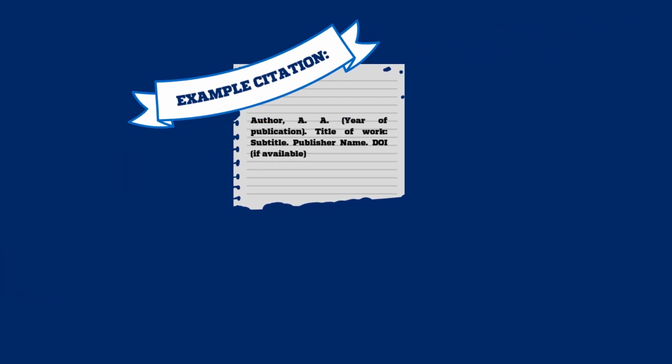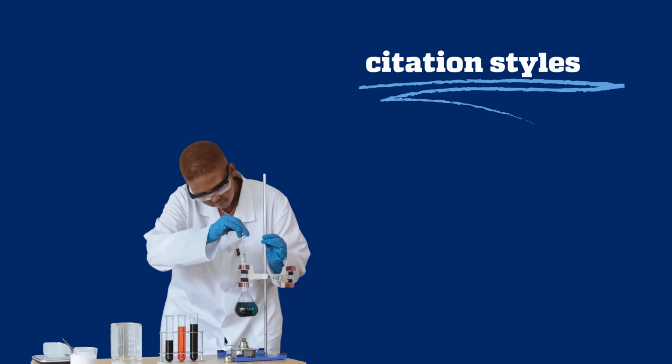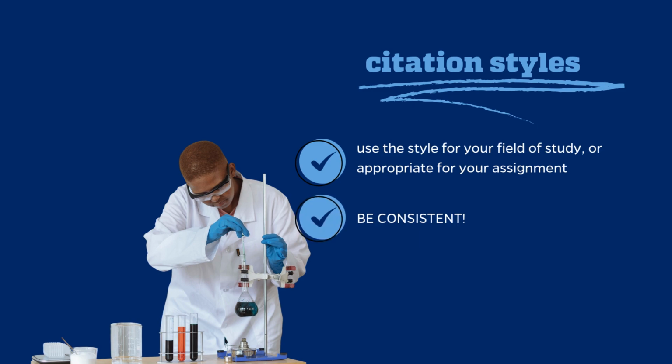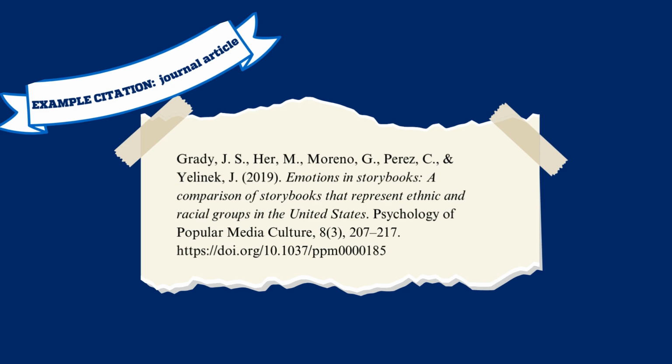There are different styles of citation for different disciplines, such as APA, MLA, and Chicago. Use the one for your field of study, or the one most appropriate for your assignment, and use it consistently throughout the annotated bibliography. Here is an example of an APA citation for a journal article that includes the author, year, title, journal with volume and issue number, and pages.